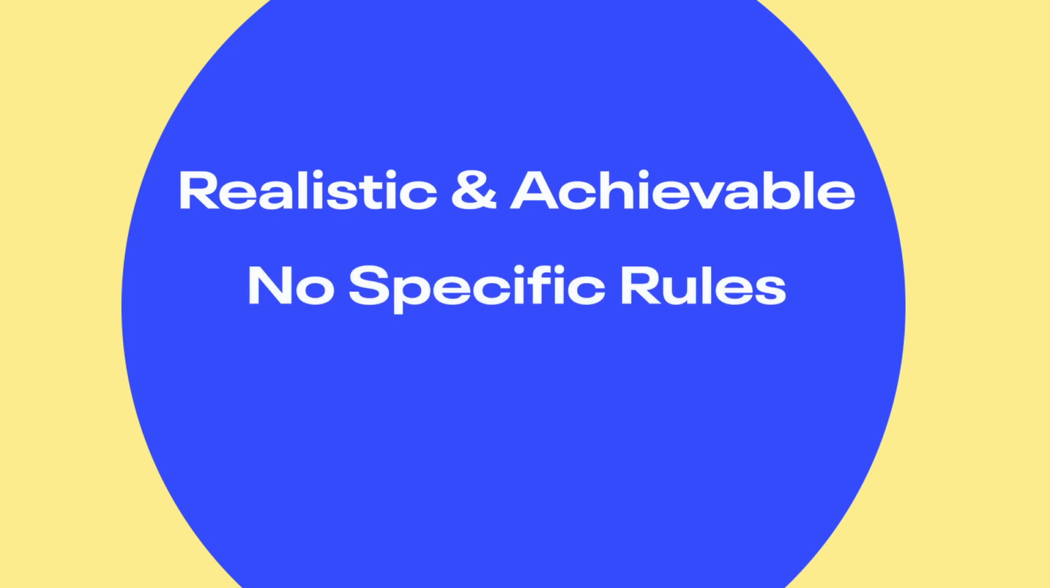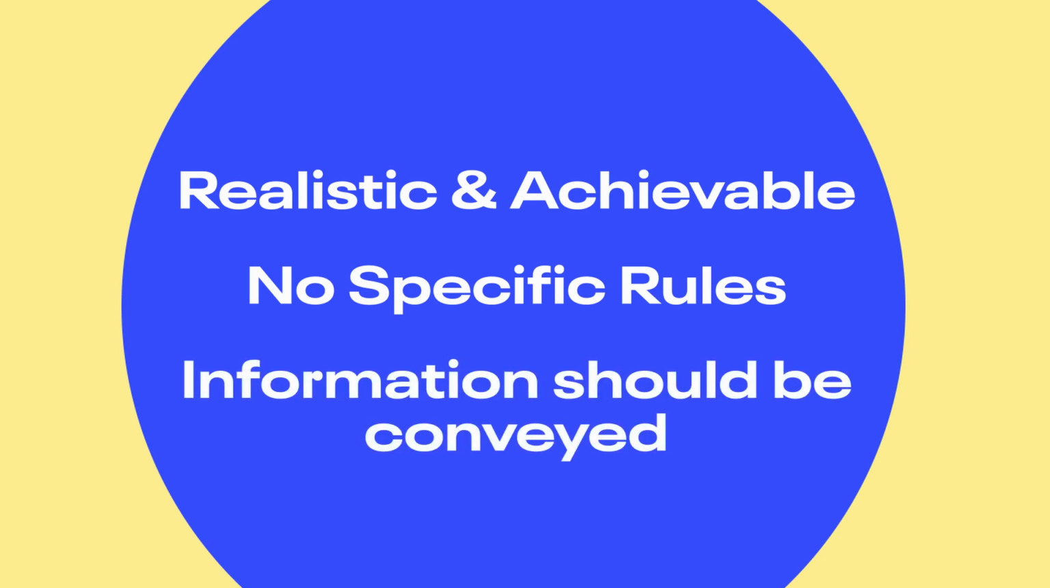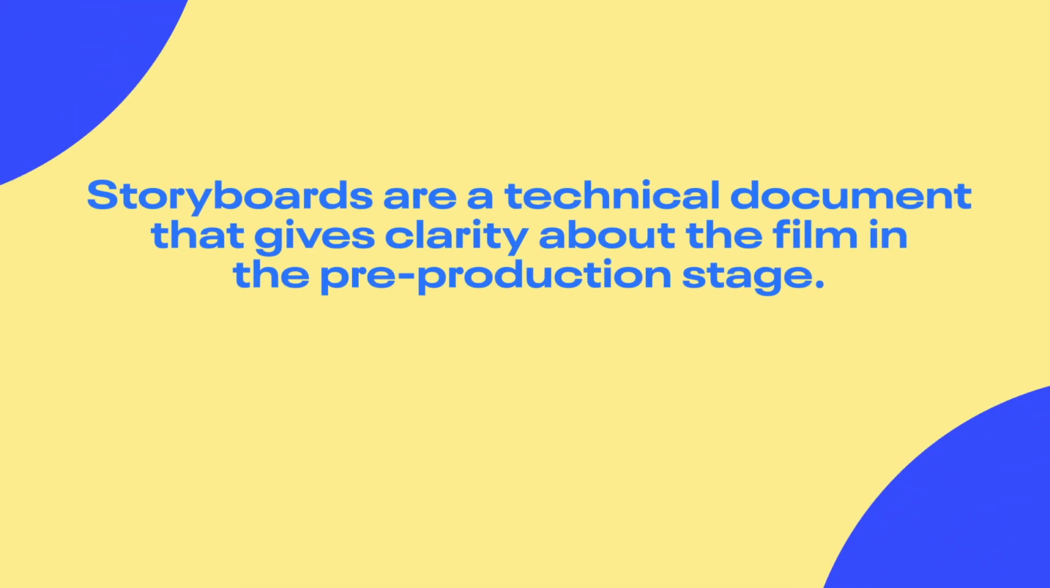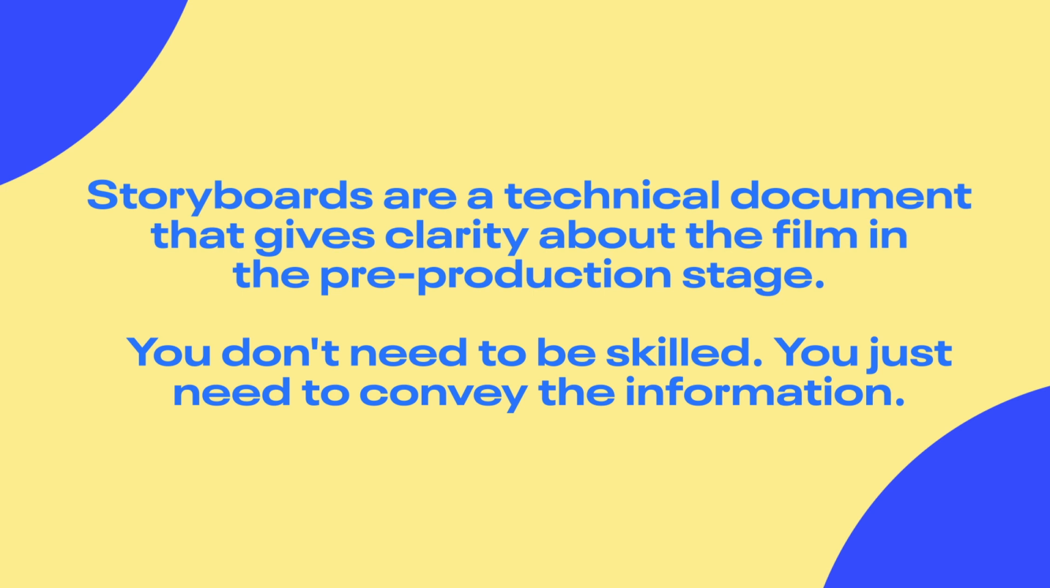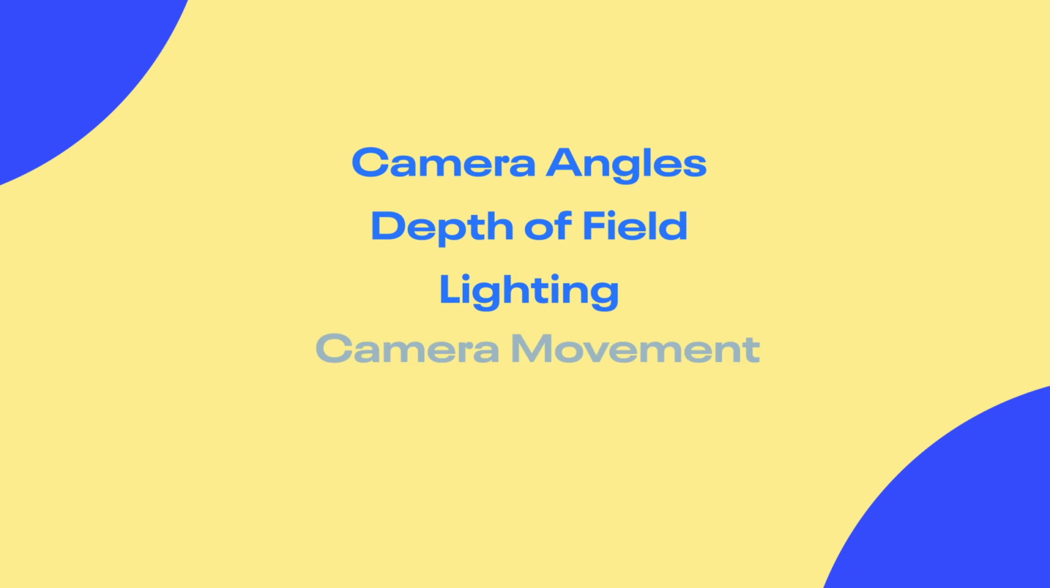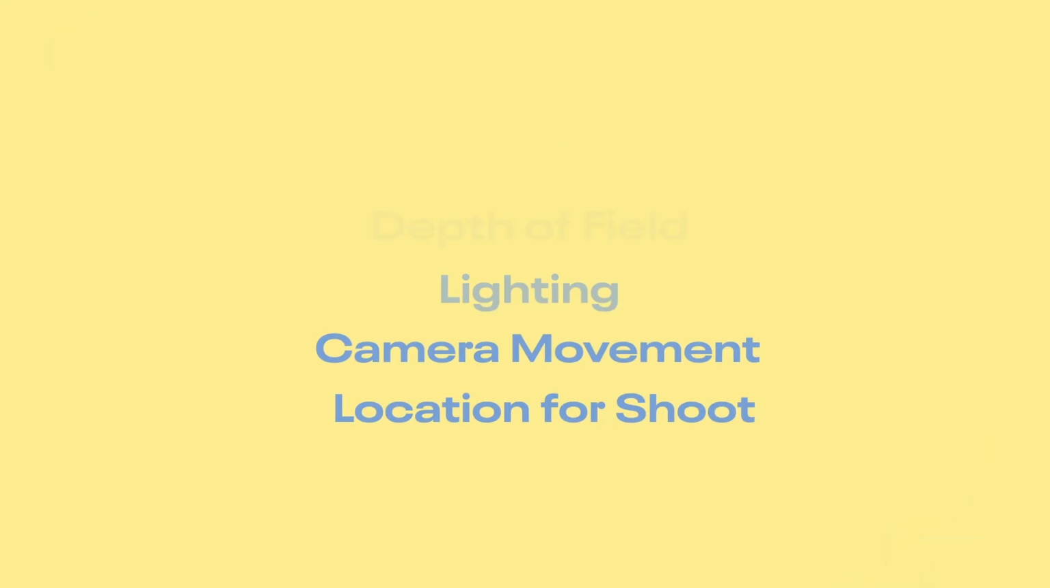Although there are no specific rules on how storyboarding is done, one needs to know that the information on paper is conveyed, whether you do it traditionally on paper or digitally through a screen. Storyboards are ultimately a technical document that gives more clarity about the film in pre-production. Therefore, it doesn't matter how skilled of an artist you are. What's necessary is that you're conveying the information of the shot appropriately. A lot of things can be conveyed through a storyboard. For example, camera angles, depth of field, lighting, camera movement, and location required for the shoot.